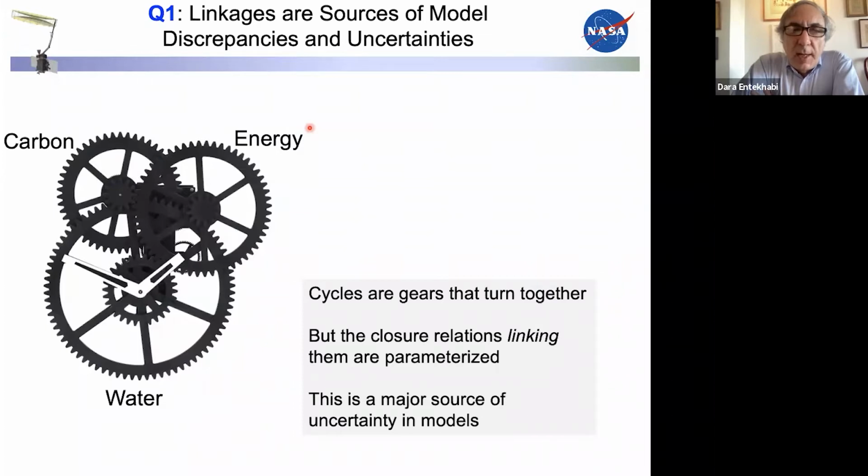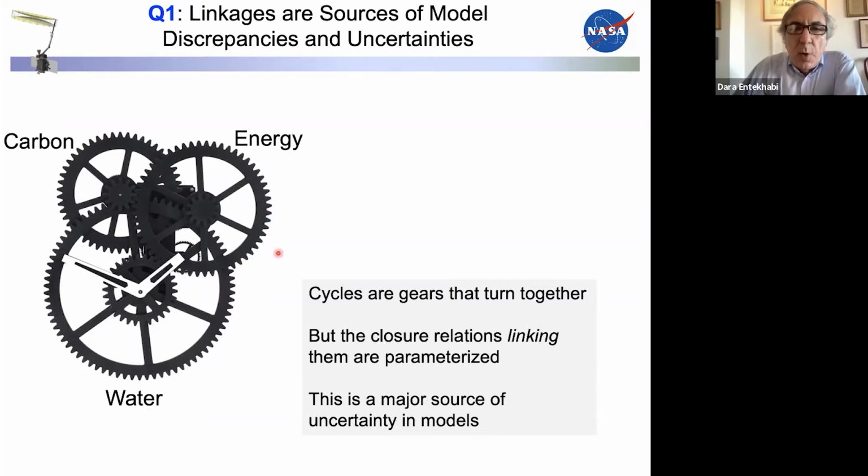Now, when the 3 cycles are linked, perturbations in one transfer to the other cycle and can feed back as well. So if we don't parameterize these closures and link these 3 gears together properly across models, there'll be a major source of uncertainty in how we project climate into the future and perturb one cycle and see how it affects the other cycles.